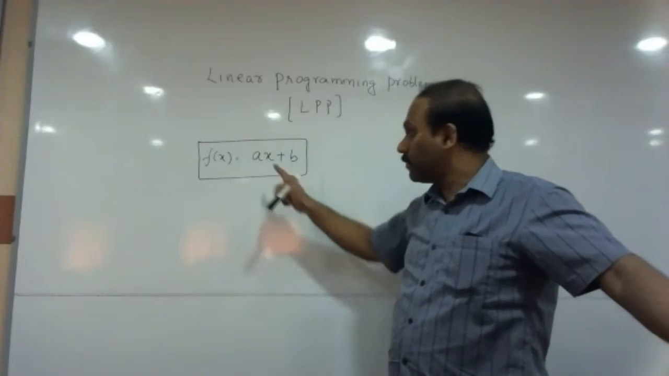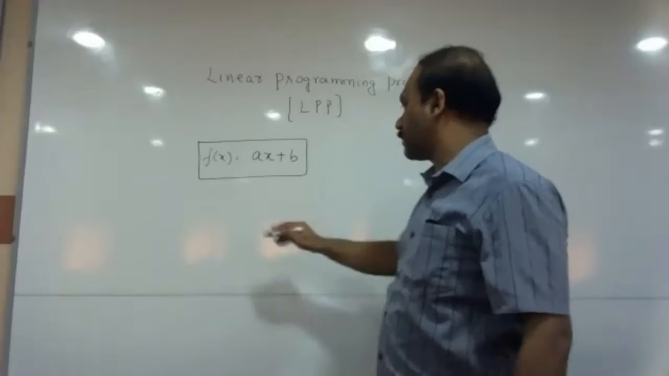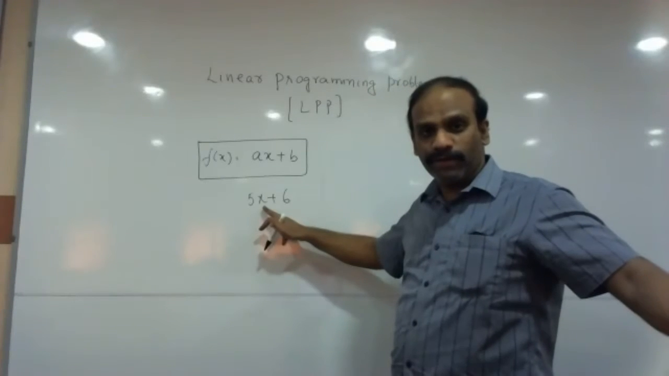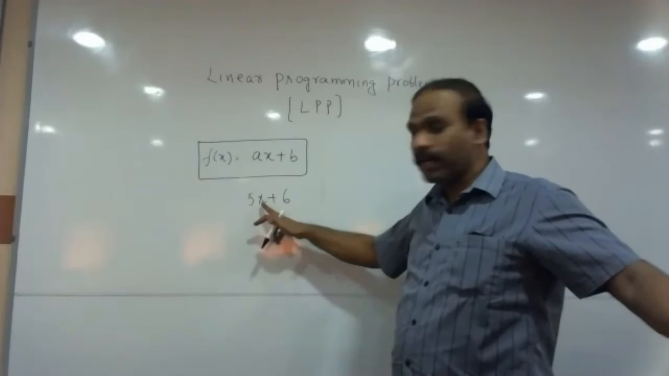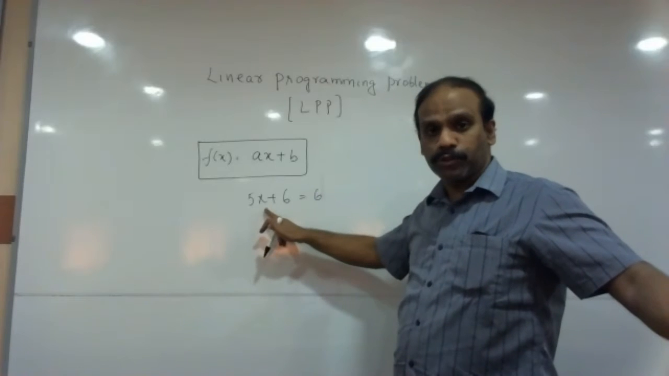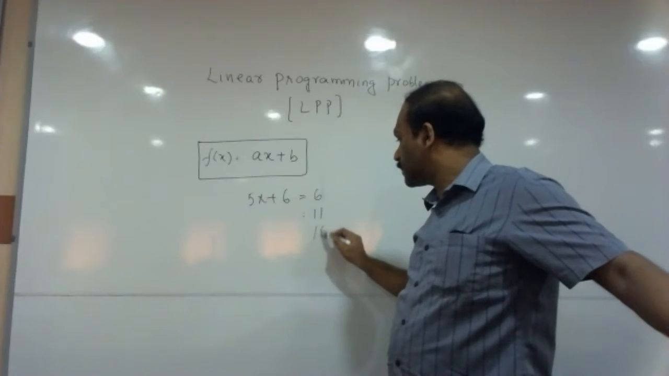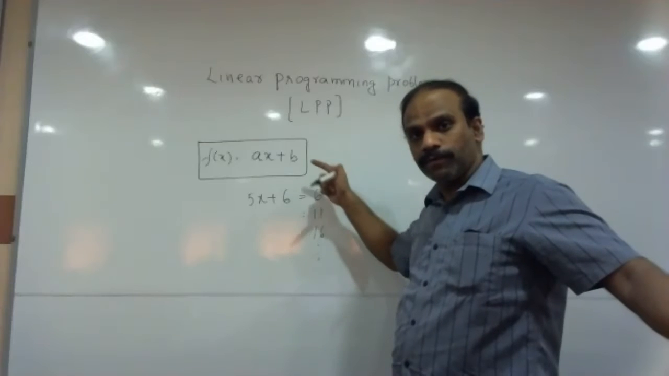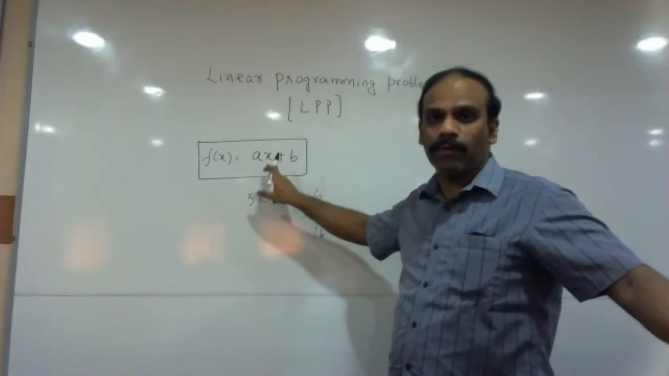If a and b are constants, let's say I put it in a mathematical form like 5x plus 6. If this is a linear equation, depending on the value of x, the overall value of this equation keeps changing. If I put x equal to 0, then the final value of this equation becomes 6. If I put x equals 1, it becomes 11. If I put x equals 2, it becomes 16, and so on. So depending on the value of x, the overall value of the equation also keeps changing. That is basically the function or the advantage of the variable.